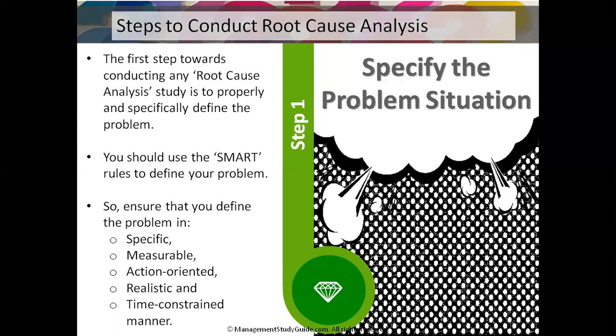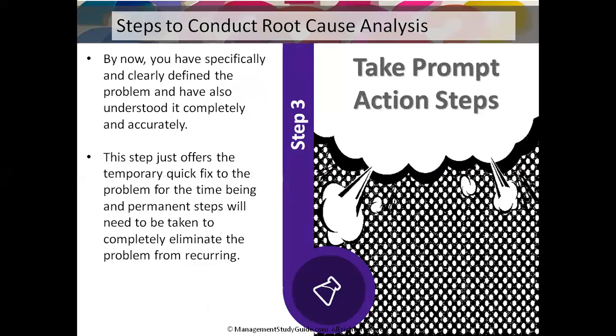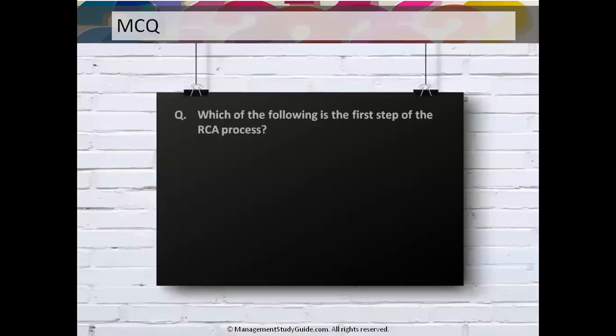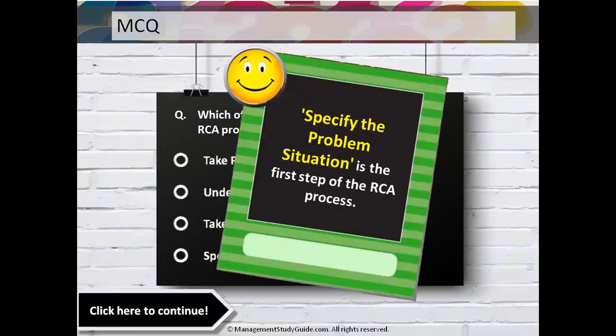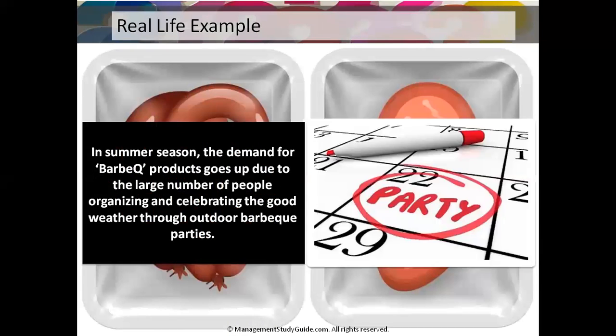Specify the problem situation. You should use the SMART rules to define your problem, which means they should be specific, measurable, action-oriented, realistic, time-bound, and all of that. Step 2, understanding the problem situation. Because of time, I may have to skip through this, but essentially, you should be able to find out facts and figures, research on the situation to be able to understand it. Then take the prompt actions needed, and then take the preventive actions needed, establish the necessary steps so that the problem does not occur but has lasting solutions.